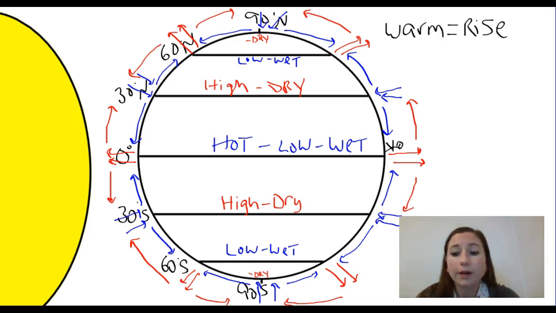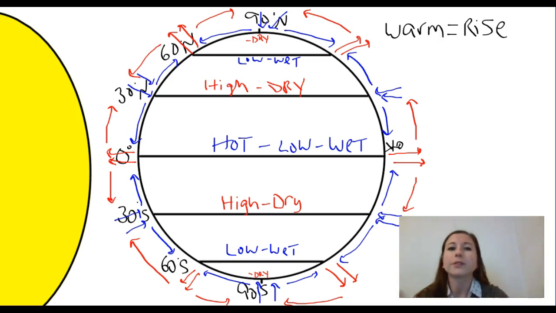Okay, now we need to talk about the planetary wind belts. The planetary wind belts move in two different directions depending whether we're in the northern hemisphere or the southern hemisphere. This is called the Coriolis effect. The Coriolis effect says that because Earth rotates on its axis, winds are going to deflect in different directions in the northern hemisphere from the southern hemisphere.